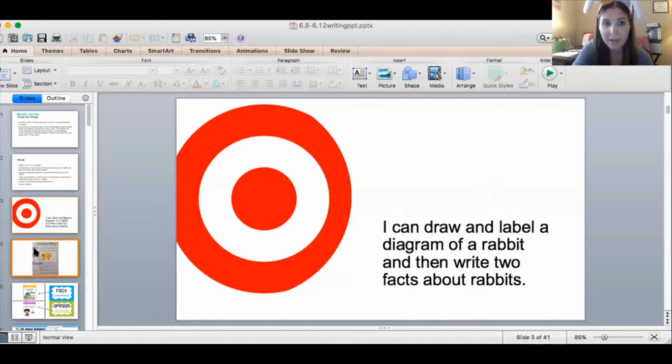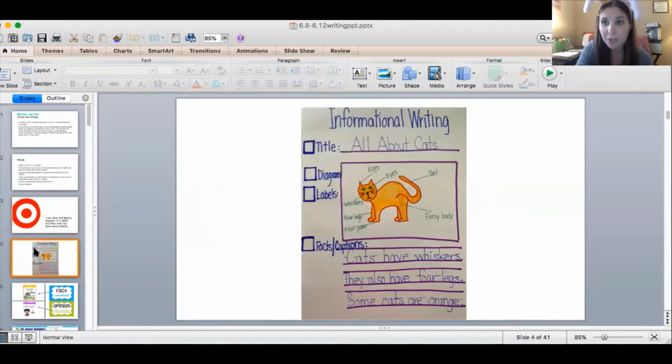Before we begin, let's review. Our informational writing pieces, we always want to make sure that we give it a title. The title of our piece just tells the reader what we're writing about. The next thing that our informational writing piece will have is a diagram or a picture of what we're writing about. We will also include labels of the different parts of the diagram. And last, we will write facts.